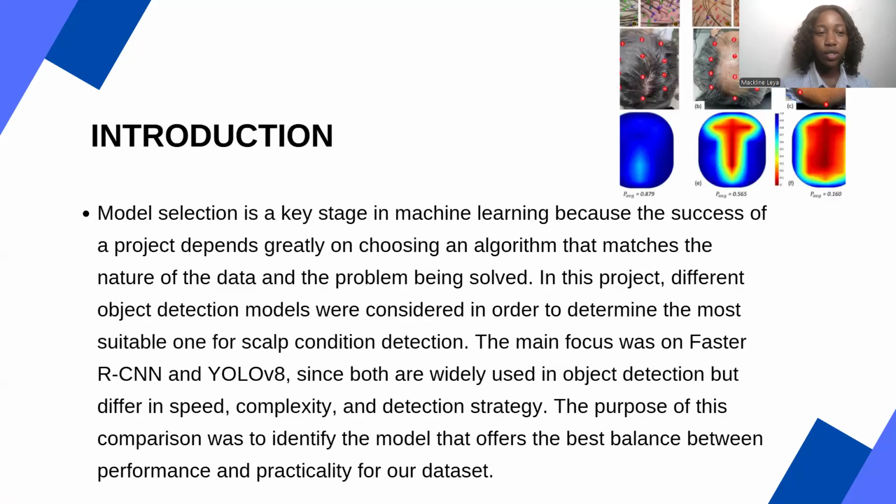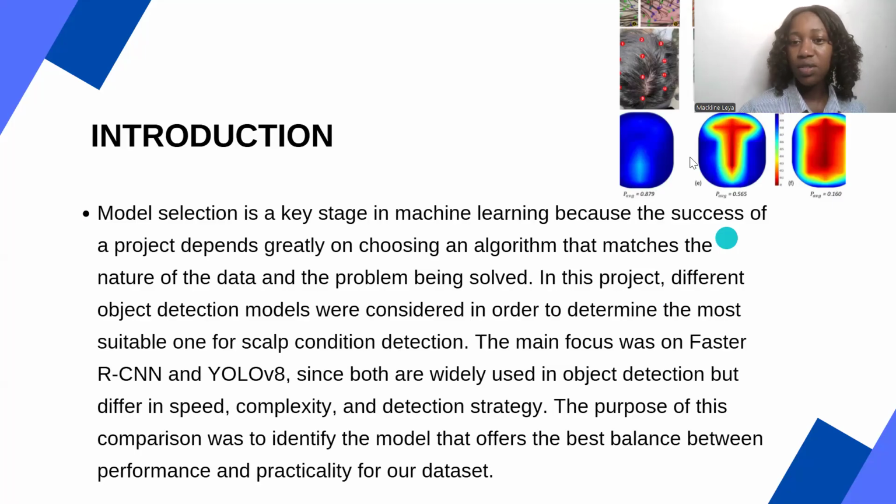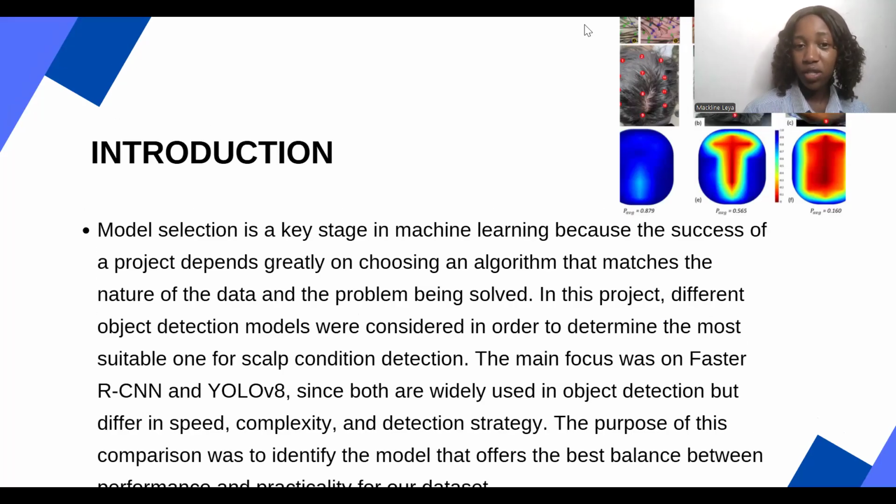So talking about the introduction, we talked about model selection. When we are talking about model selection, it's not just a machine learning stage, but we do this because every successful project will depend on which algorithm you are choosing. Is the algorithm that you're choosing matching with the nature of data you're having? And if you choose that algorithm, will it also help us to solve the problem we want to solve? So in this project, we looked at the different object detection models, which were considered in order to determine a more suitable one for scalp detection.